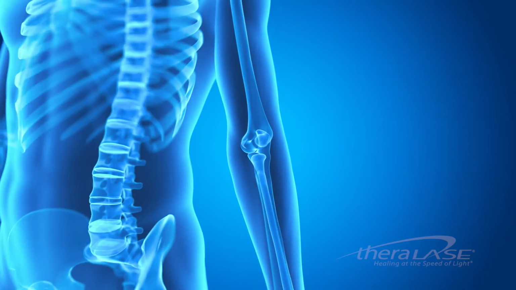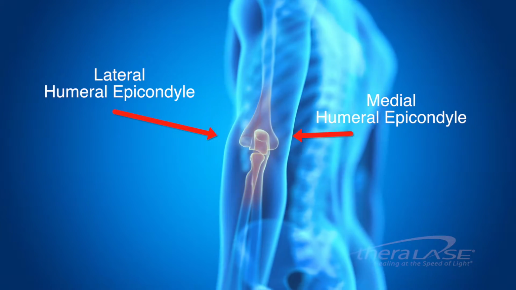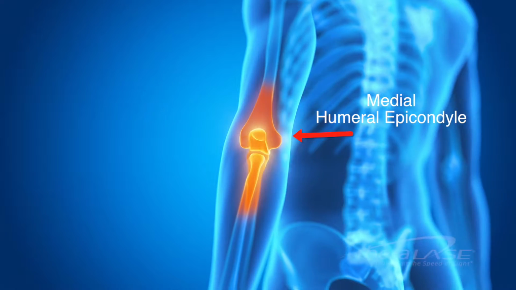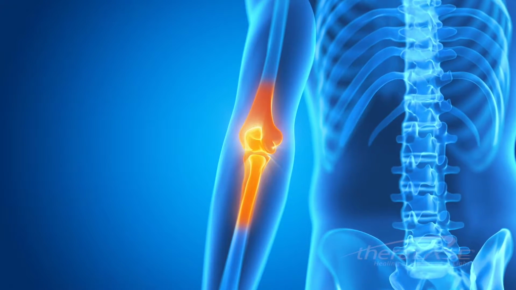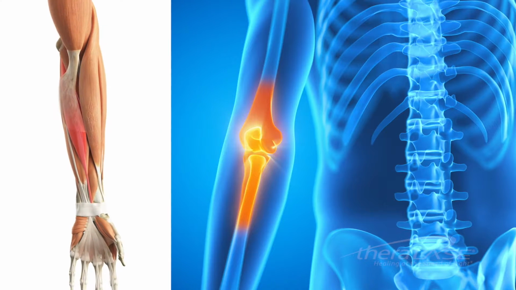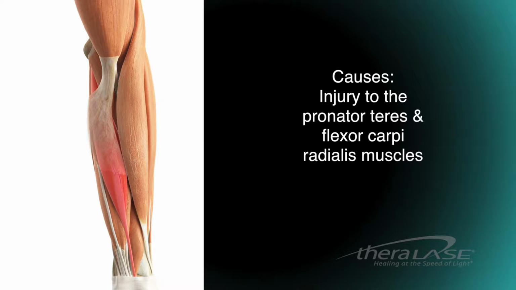The distal humerus has a medial humeral epicondyle and a lateral humeral epicondyle. The medial epicondyle is the bony common origin for the wrist flexors. Pain and inflammation at the myotendinous junction of this muscle group is referred to as golfer's elbow. Injury to the pronator teres and flexor carpi radialis muscles, which originate at the medial epicondyle, causes medial epicondylitis.